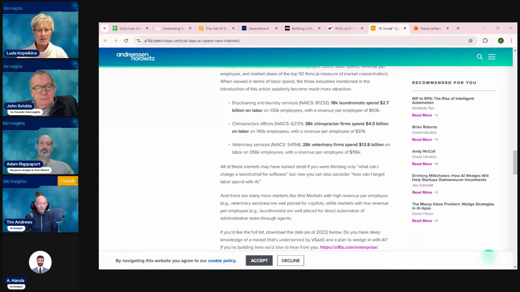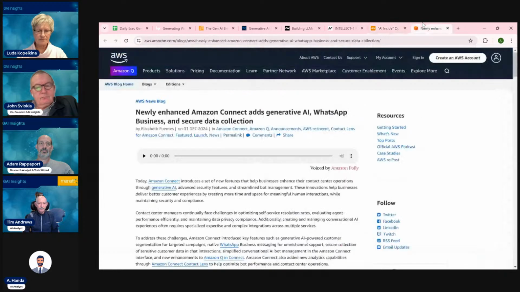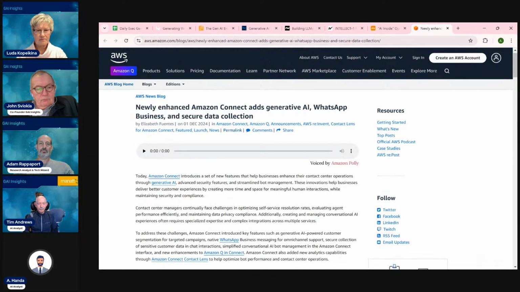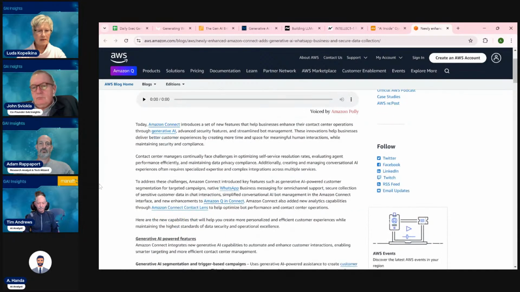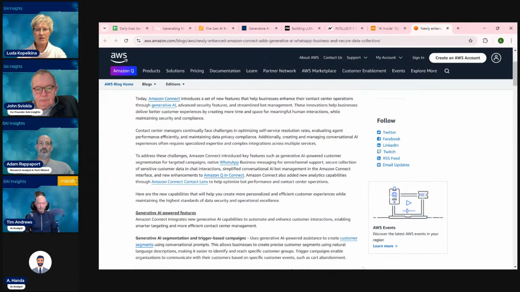Okay, so next one, Ankash. Okay. The last one comes from AWS and it talks about their newly enhanced Amazon Connect, which adds Gen AI, WhatsApp Business, and secure data collection. Yes. John, what did you think? A lot of integrative tools.